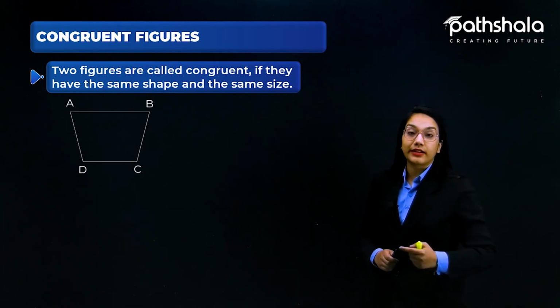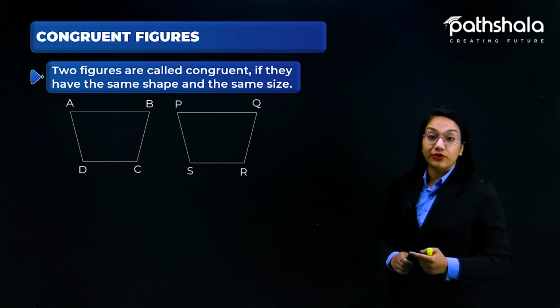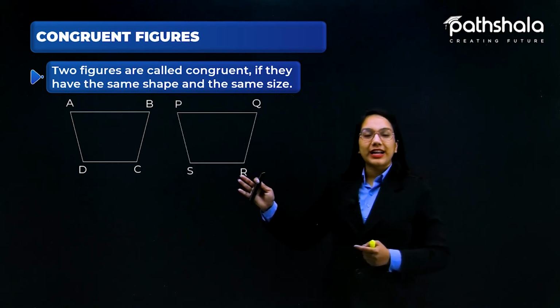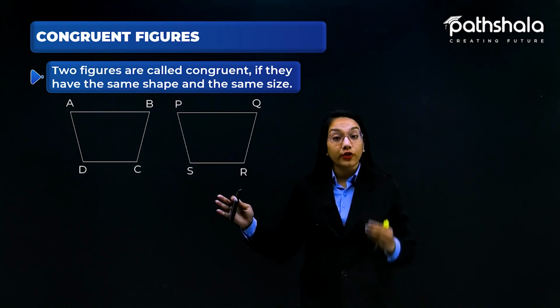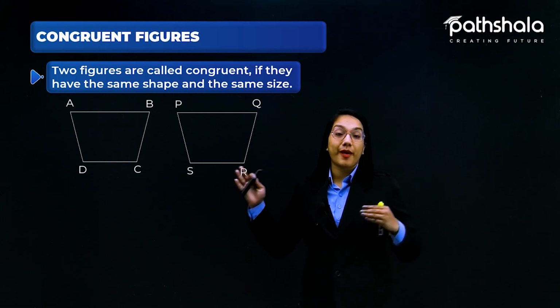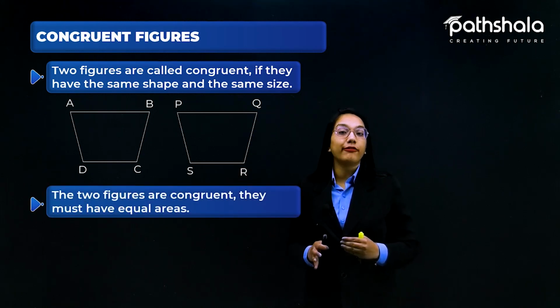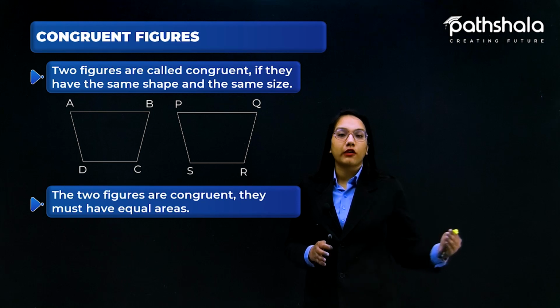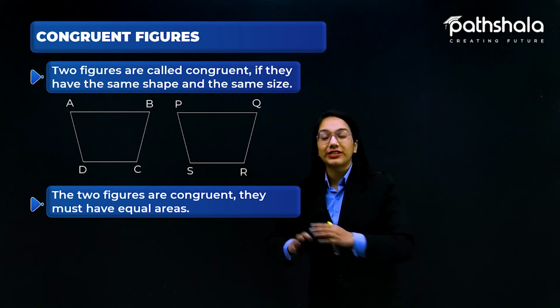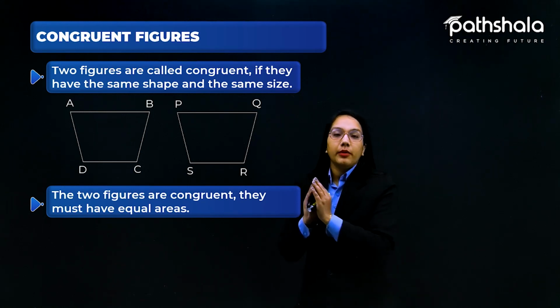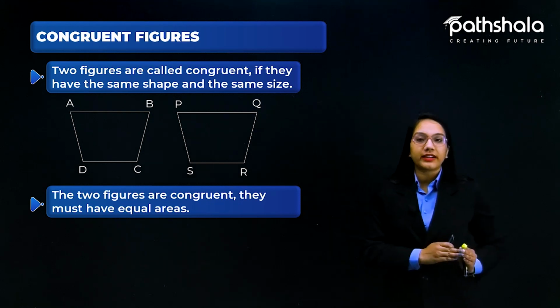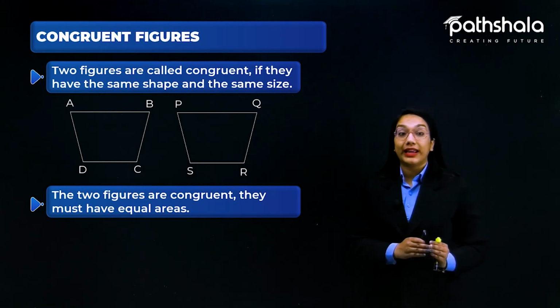Furthermore, if we have these two quadrilaterals, we can say that they are congruent because they definitely have the same shape and the same size. And further, we can say that if two figures are congruent, then they have equal area. So this is really an important concept: if two figures are congruent, then they have equal areas.